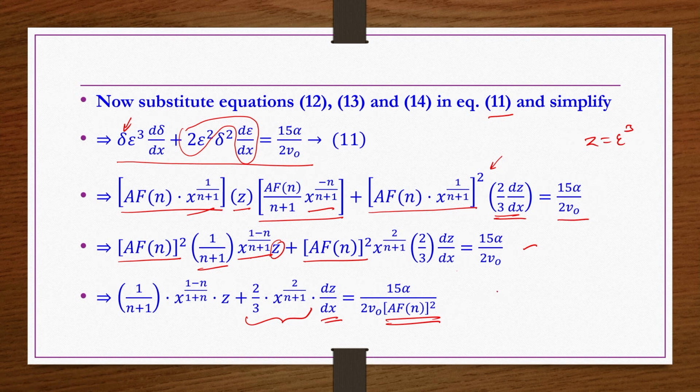So, for that, what I am doing is multiplying this equation on both sides by 3 by 2 x power minus 2 by n plus 1. This is what I am doing. So on multiplying, this will become 1, I have dz by dx, and then the remaining terms we are writing like this.